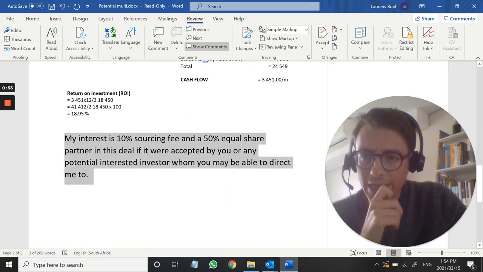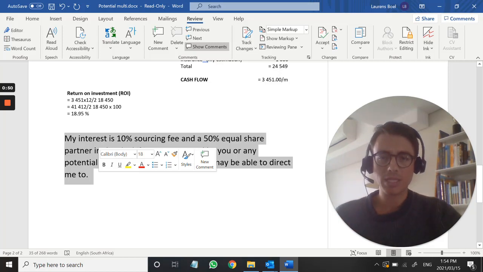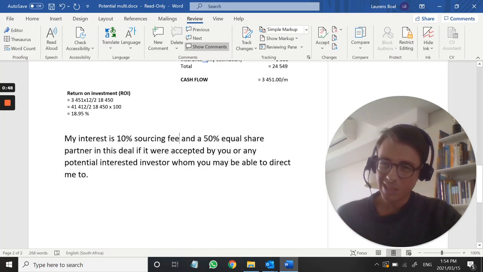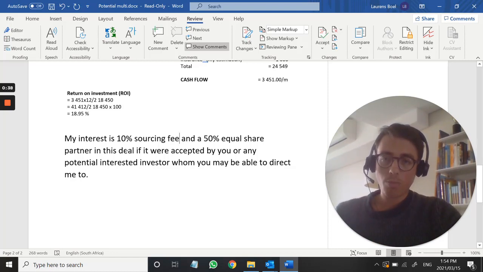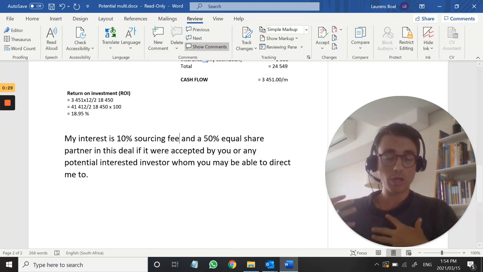And then here she just ends with what she wants, right? So she wants a 10% sourcing fee. I'm not sure on what. Is that 10% of the purchase price, the asking price, the discount that you get? There's different ways in which you can quantify your sourcing fee. And a 50% equal share partner in this deal. So my understanding of that would be that she's going to bring 50% of the capital. I, or whoever she's looking to partner with, would bring the other 50%.